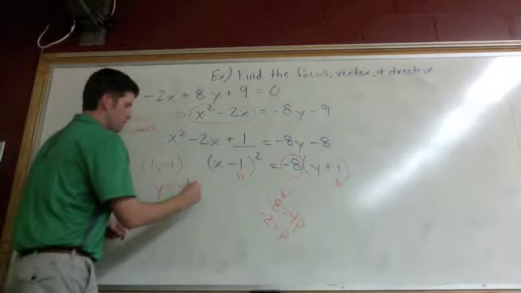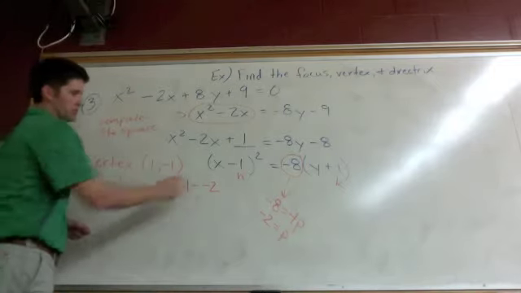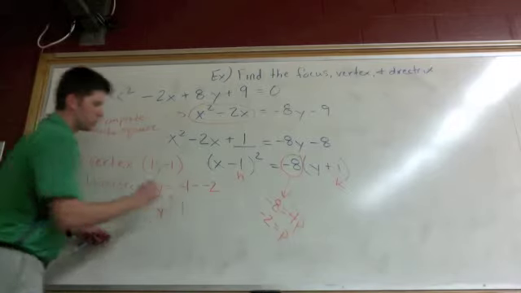So we'll take negative 1 minus negative 2 becomes plus a positive. So this would simply be at y equals a positive 1.